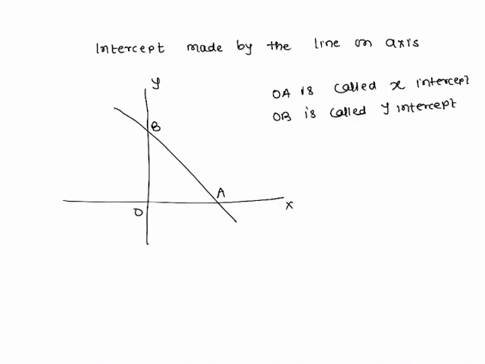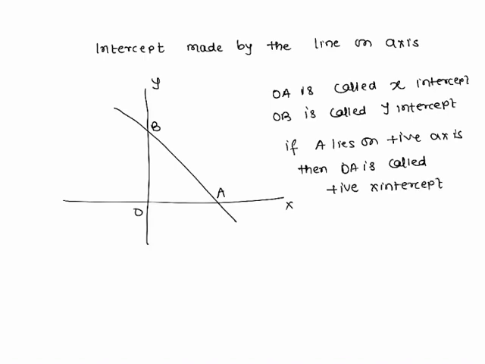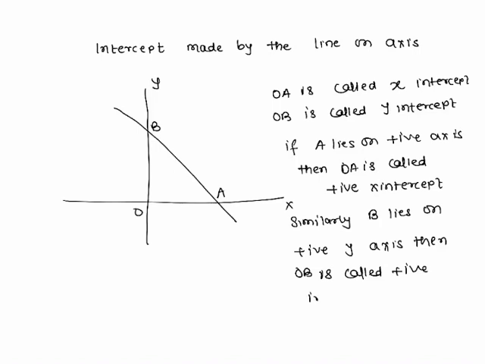Intercept can be positive and negative, possible. It depends on if A lies on the positive axis, then OA is called positive x-intercept, and similarly if B lies on positive y-axis, then OB is called positive y-intercept.